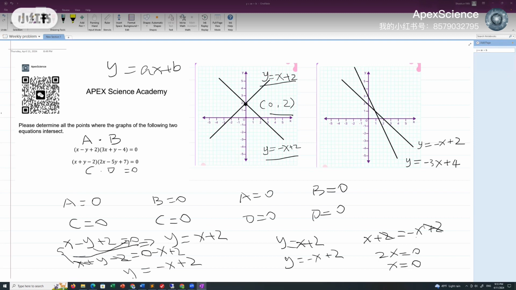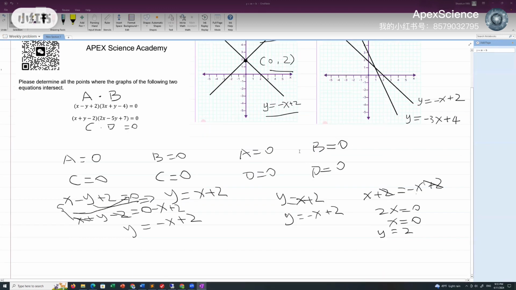Okay, so x equals 0, and then we can try to figure out what is y. Y basically is 2, right? So we can use x as 0 in either of these two equations, and we get the result of y. Okay, so that is a result for the first situation, which means A equals 0 and C equals 0.